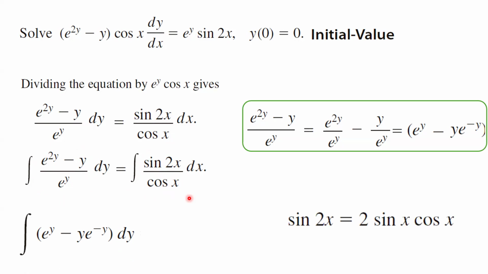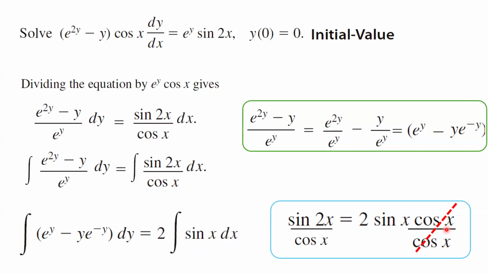For the right-hand side, you have sine 2x, which we know from pre-calculus is equal to 2 sine x cosine x. Divide both sides by cosine x to simplify it further. As you can see, cosine x is the common factor. It gets cancelled out. So the integral on the right-hand side is now 2 times the integral of sine x dx. So before taking any integral, try to see if you can simplify it as much as you can. The integral on the left-hand side is now the integral of e^y minus y e^(-y) dy, and the integral on the right-hand side, which initially was in quotient form, is now a simple sine integral.